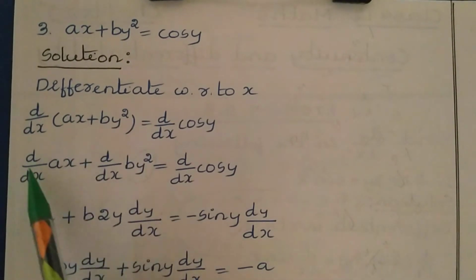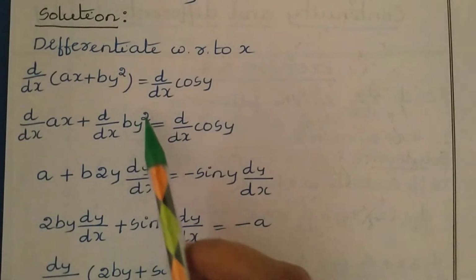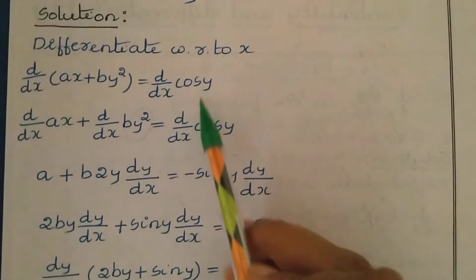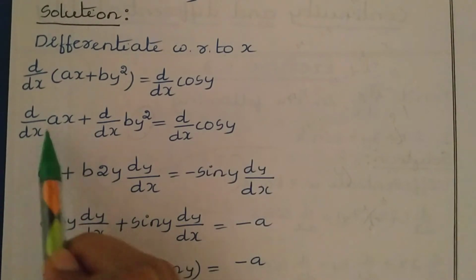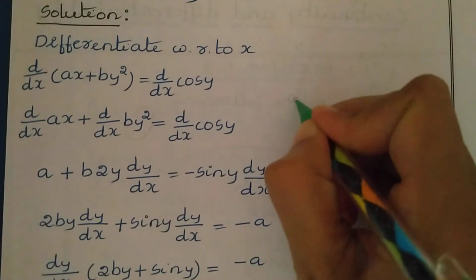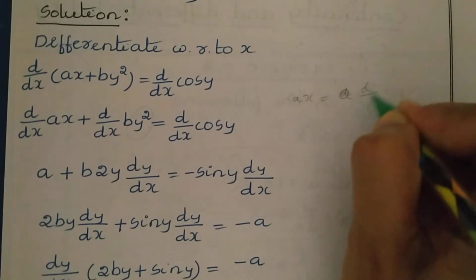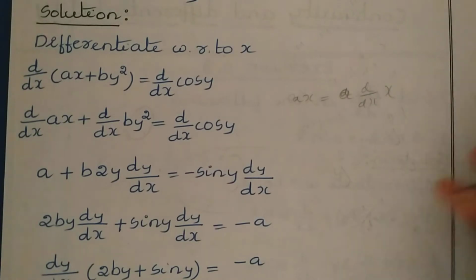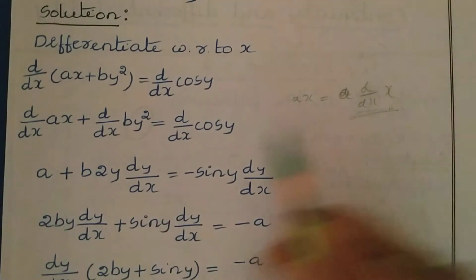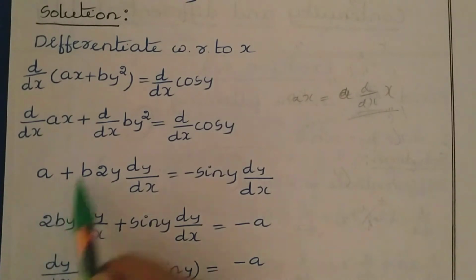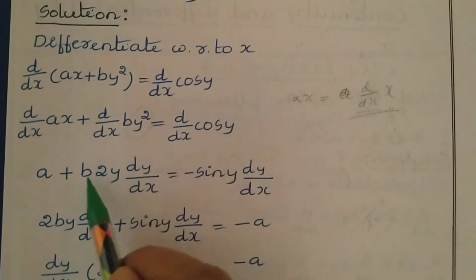So we have d by dx of ax plus d by dx of by square is equal to d by dx of cos y. Now the derivative of ax: here a is a constant. The derivative of ax is nothing but a into d by dx of x. So here again the derivative of x is 1. So here we get just a, plus we have here by square. B is a constant, so write that as it is.